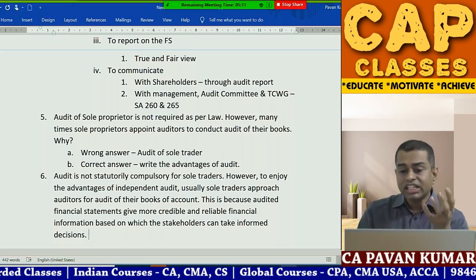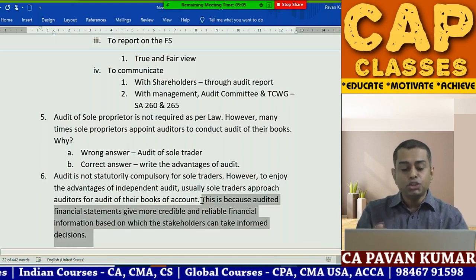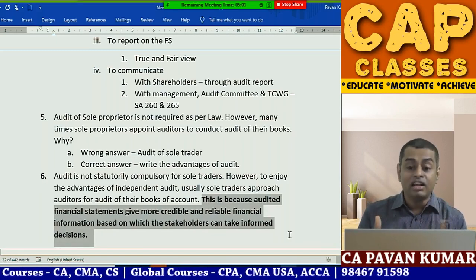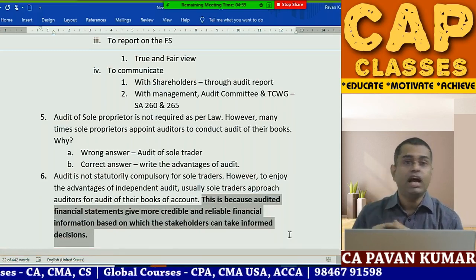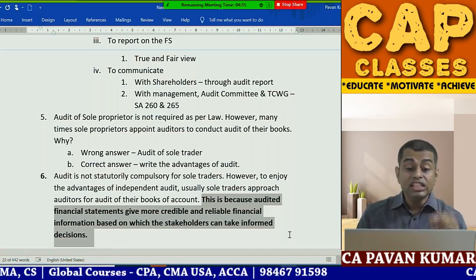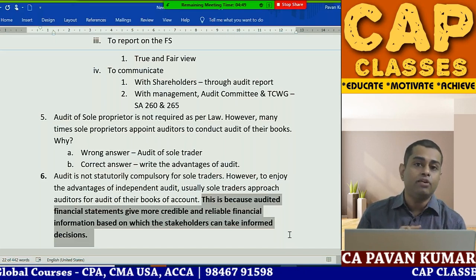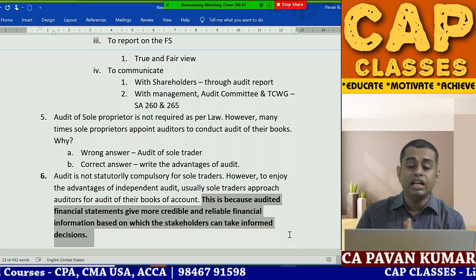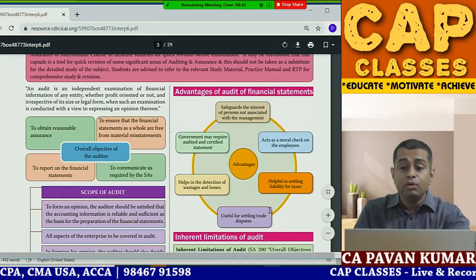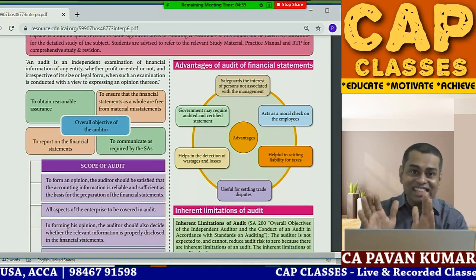Okay, so see the weight of this sentence. Normally at student level, I cannot expect you to write this heavy language, but this is how you get more marks. I told you so many students got 80s and 90s. Why? Because they write this kind of answers. So this is because audited financial statements give more credible and reliable financial information based on which the stakeholders can take informed decisions. Now you have to write the bullet points. The advantages of independent auditors: safeguarding the interest of persons not associated. This is an LKG answer.